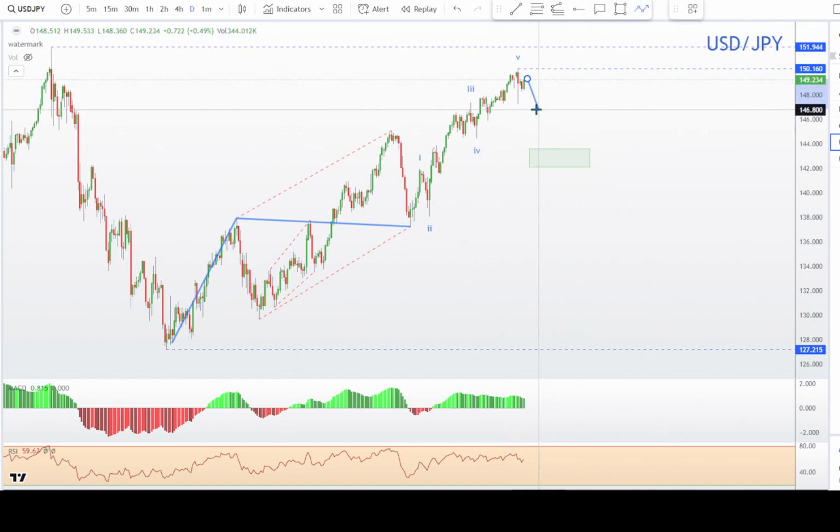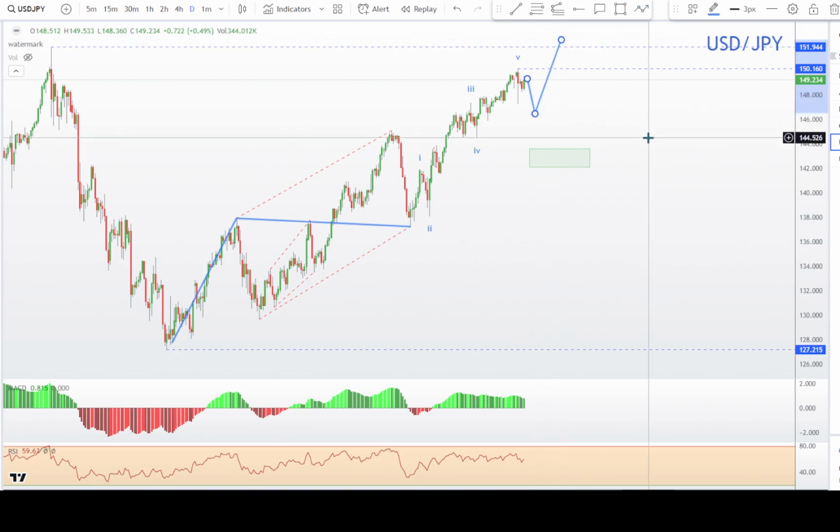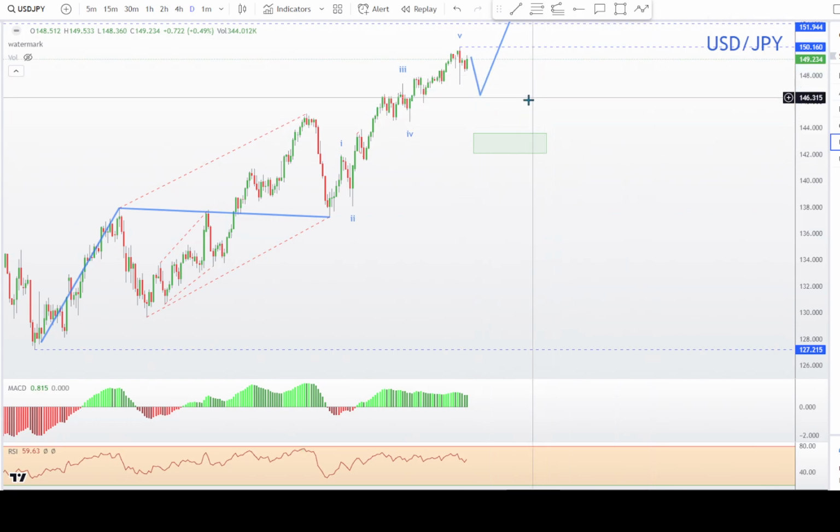But if they come down and break that previous 147.30 low, but don't come down here, then it could be 1, 2, 3, 4, and then you're going to go up for the 5th wave. And I think that's most likely what will happen. So I'm watching these areas, so like 146, 50s or so, or are they coming way down here?